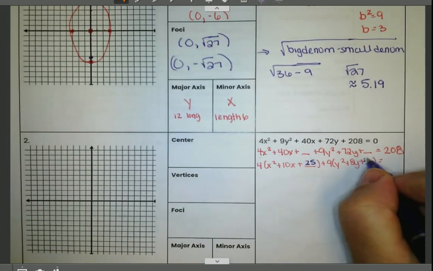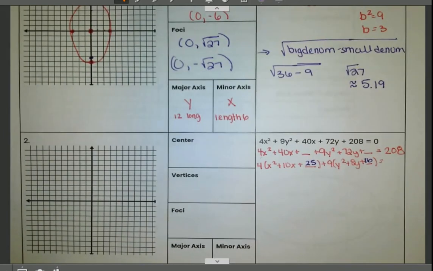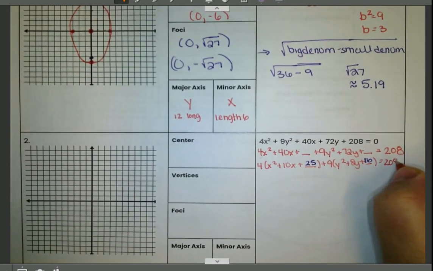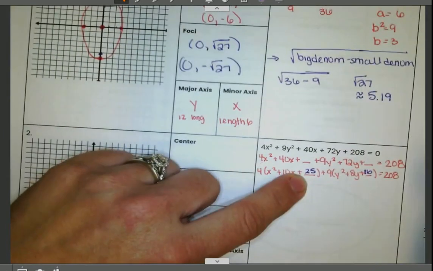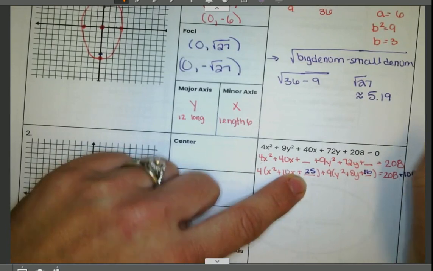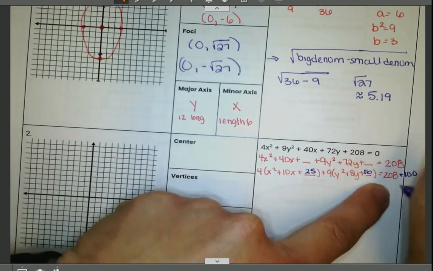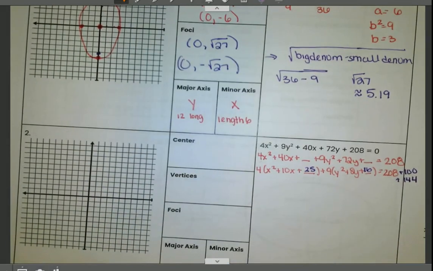Half of 8 is 4, squared is 16. And then we need to remember that when I add these two numbers, it's 4 times 25, which is 100, and 9 times 16, which is 144. And it's a little smushed, so I am going to write it underneath.